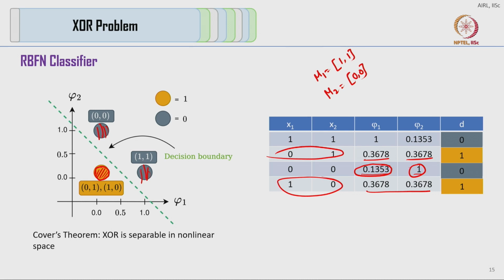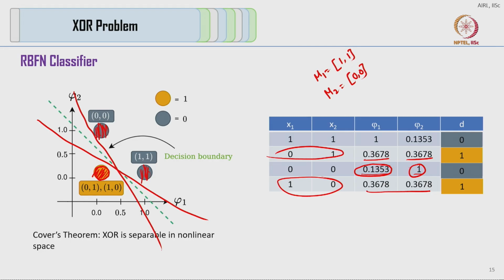Suppose I am mapping the data 0 comma 0 and 1 comma 1; they are mapped to the point here. Whereas if we look at 0 comma 1 and 1 comma 0, they are mapped to the same point represented in orange. Now you see in phi 1 and phi 2 space, the XOR problem becomes linearly separable, which validates the Cover's theorem, right. You can draw n number of linear decision planes which can segregate this data.